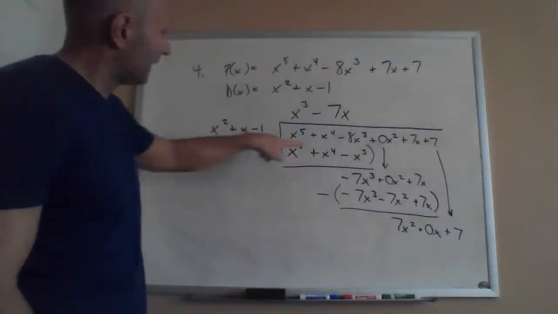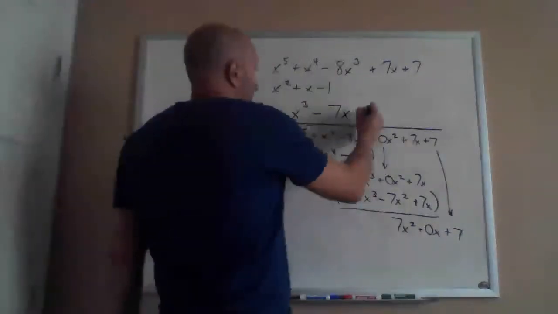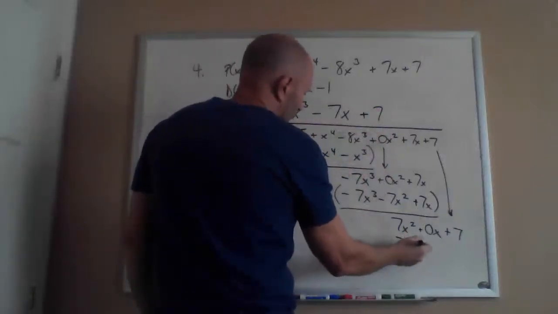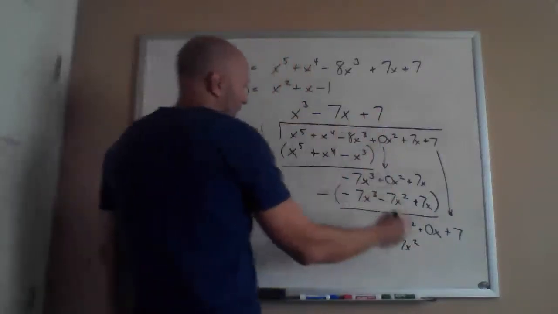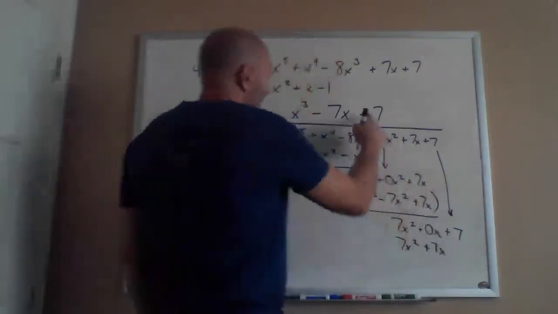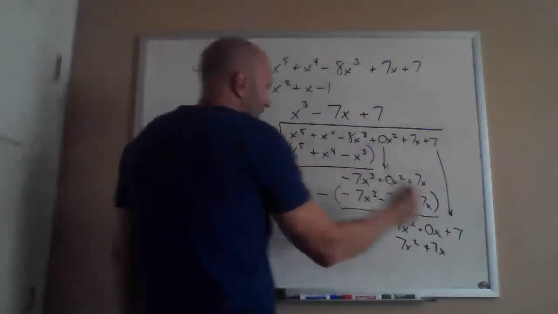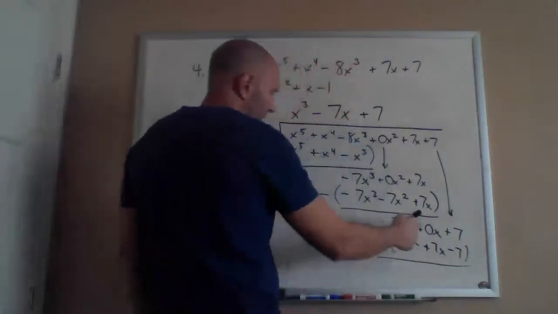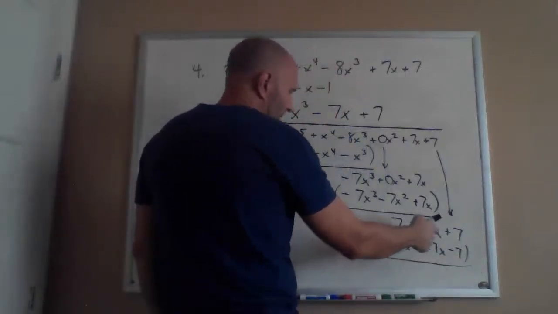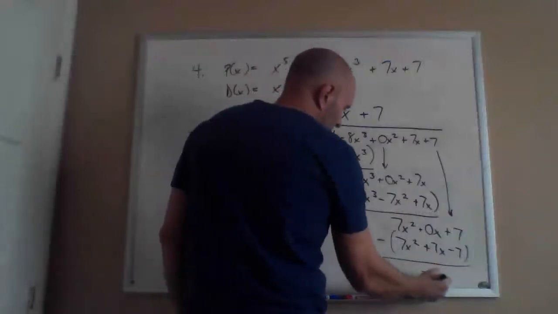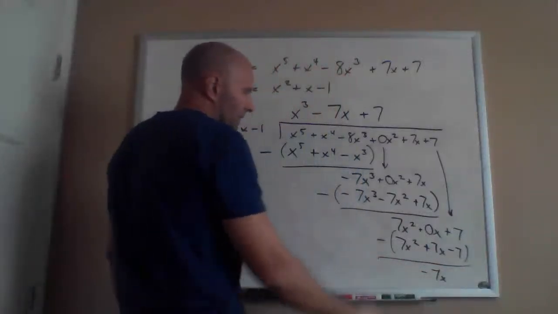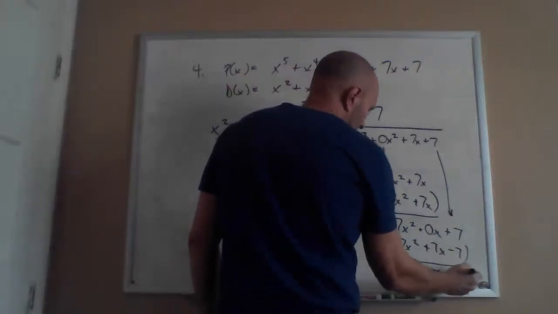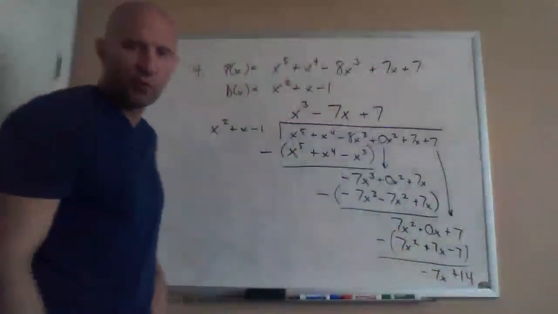So what do I have to multiply x squared by to get 7x squared? That's going to be a 7. We'll multiply it around: 7x squared. 7 times x, so plus 7x. 7 times negative 1 is negative 7. Subtract this whole thing. The x squared is gone. 0 minus 7, so that's negative 7x. And then 7 minus negative 7 is 7 plus 7, so that's plus 14.